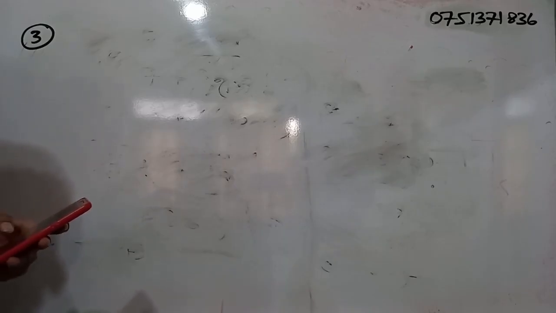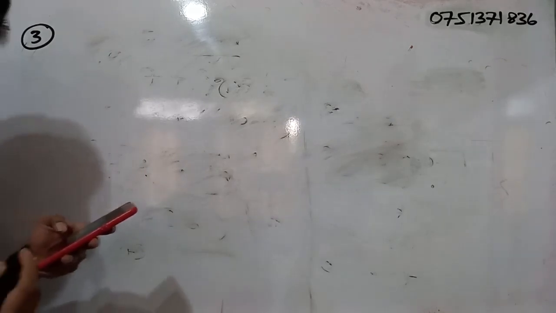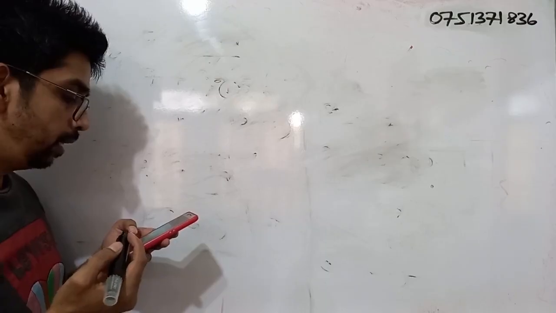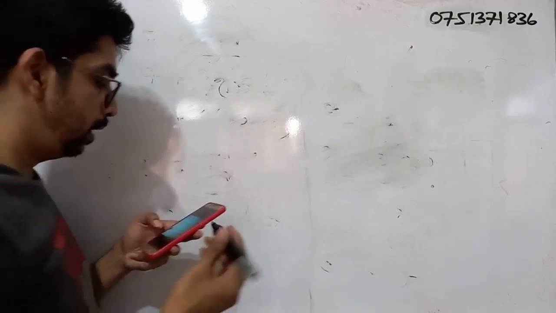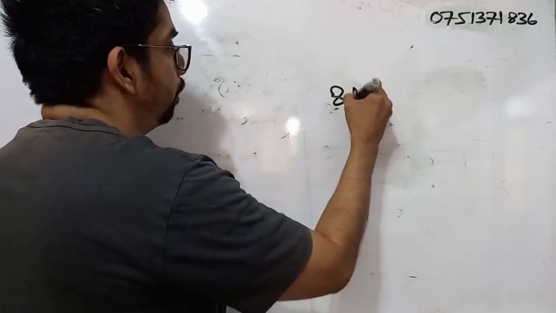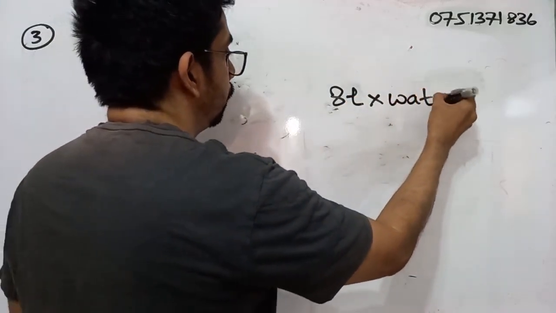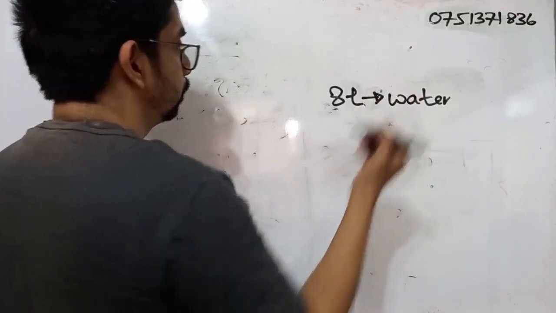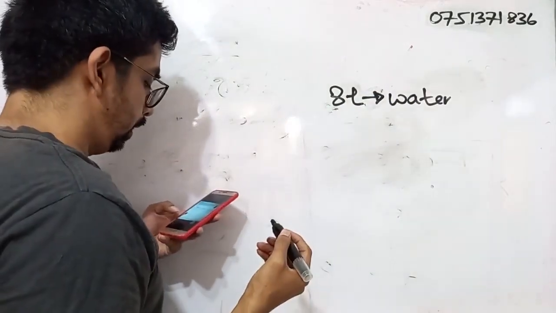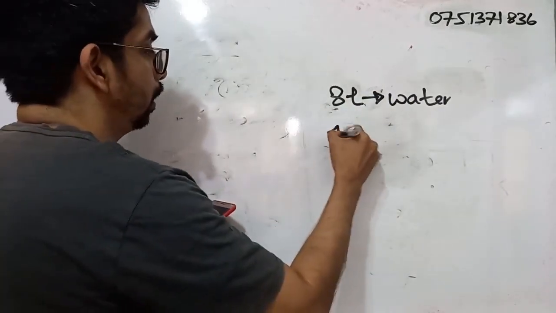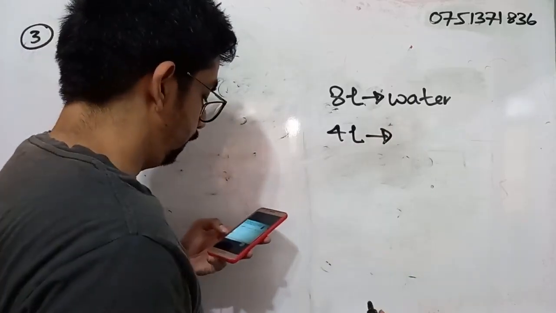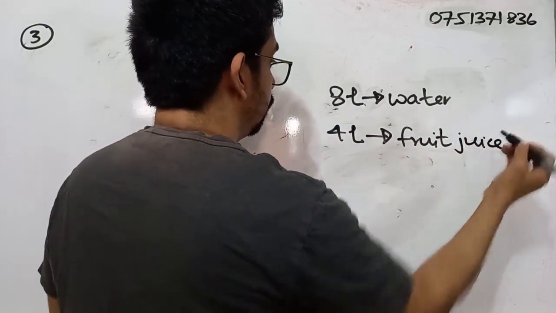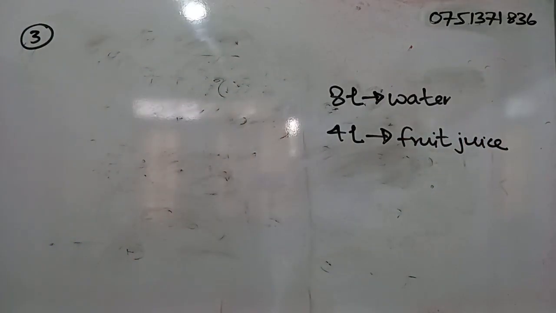Okay. So what are the liquids used to make this fruit drink? I mean the quantities, right? 8 liters of what? Water. 8 liters of water. Then 4 liters of what? Fruit juice. Right, that is how it is usually made. Okay.